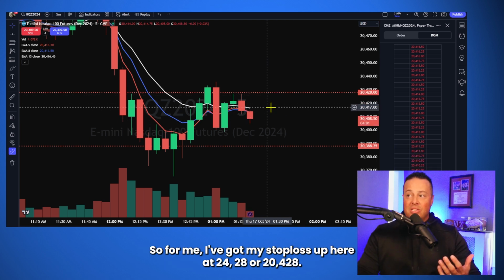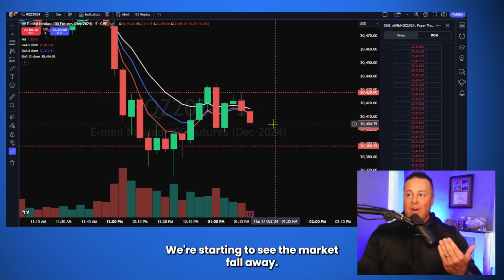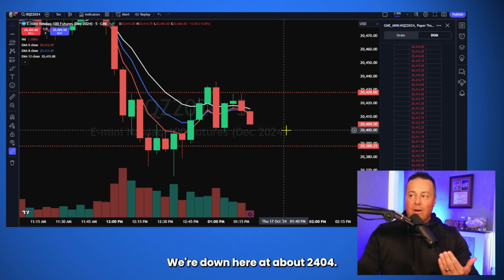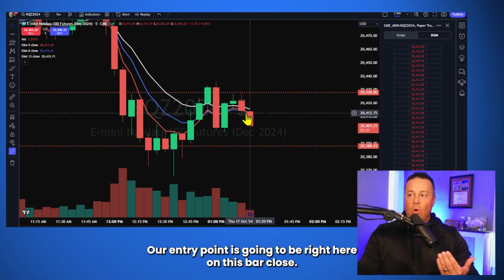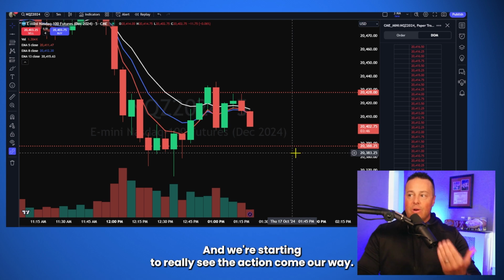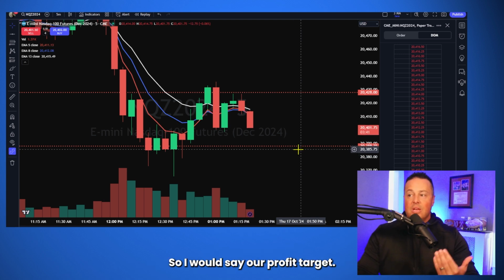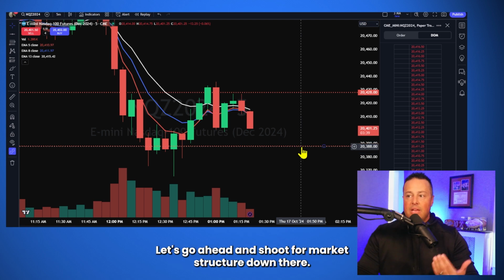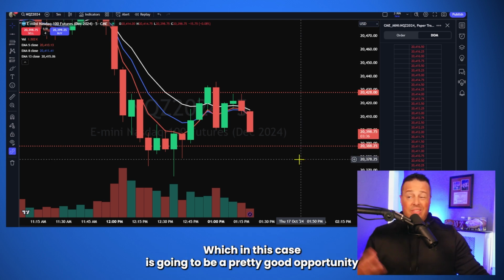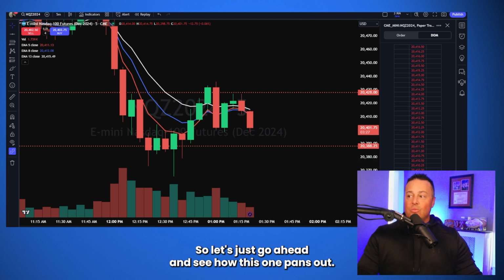So for me, I've got my stop loss up here at 20,428. We're starting to see the market fall away. We're down here at about 20,404. Our entry point is going to be right here on this bar close. We're starting to really see the action come our way. We're in the green by about 12 pips. So I would say our profit target, let's go ahead and shoot for market structure down there, which in this case is going to be a pretty good opportunity of about 40 points, which with E-mini NASDAQ is about 160 ticks. So let's just go ahead and see how this one pans out.